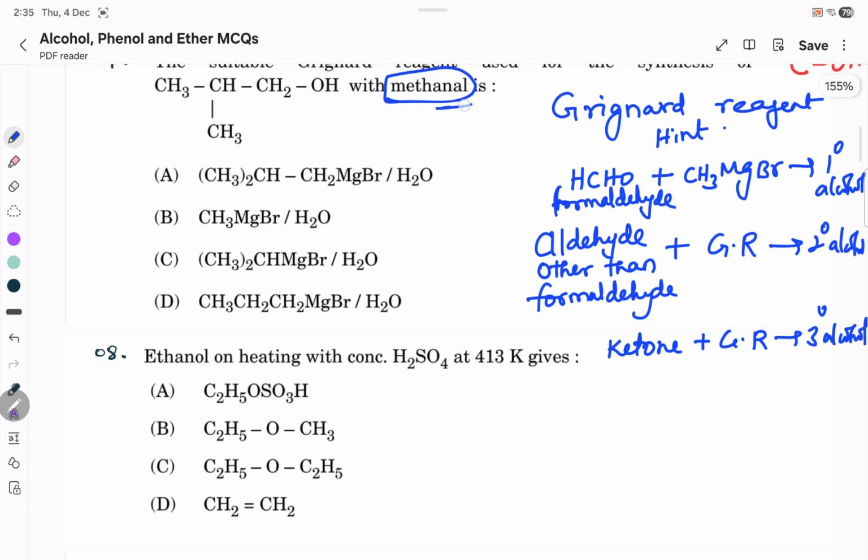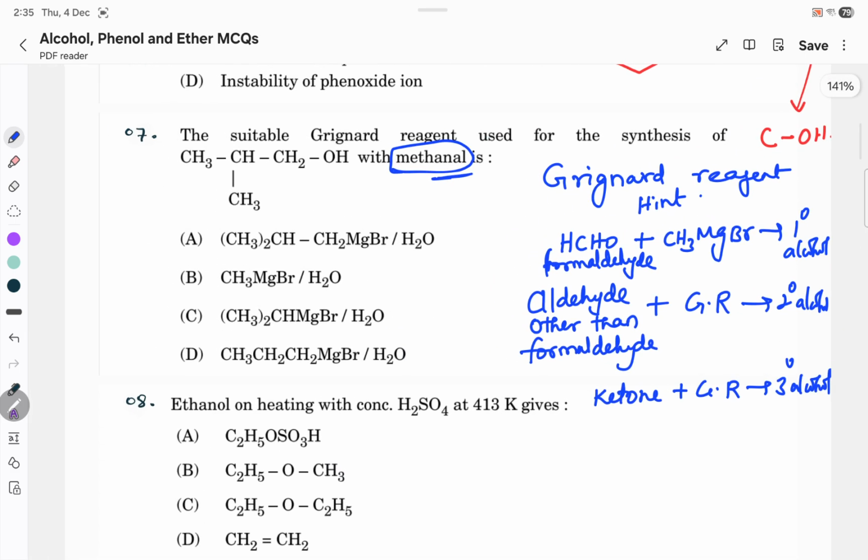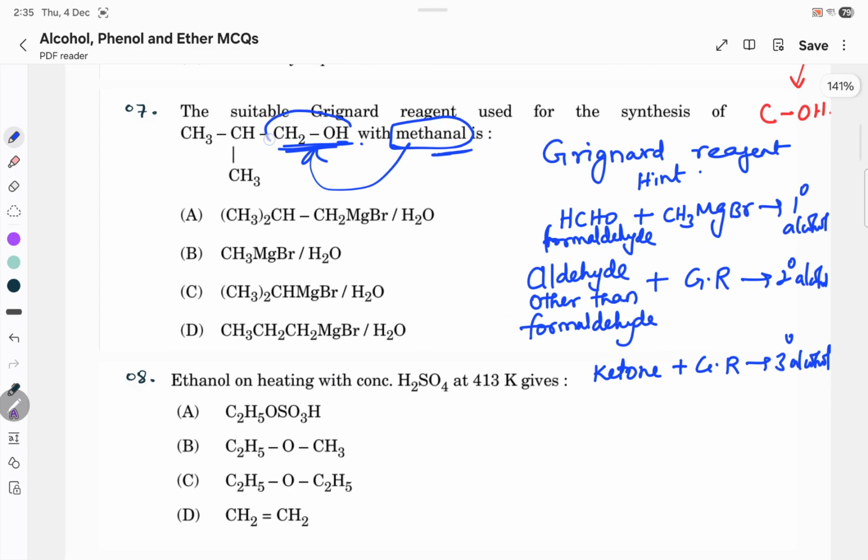Now they're asking for methanol. So obviously the product should be primary alcohol. Yes, it is a primary alcohol. Now we have to get this with methanol. Methanol already has only one carbon, so this carbon is there in the product. Now the Grignard's should have 3 carbon, and that too it should be in this format.